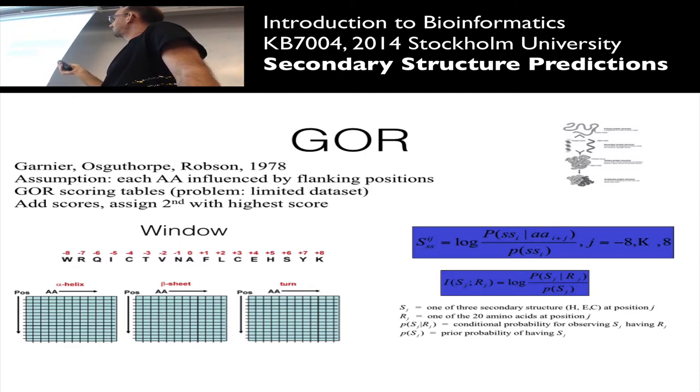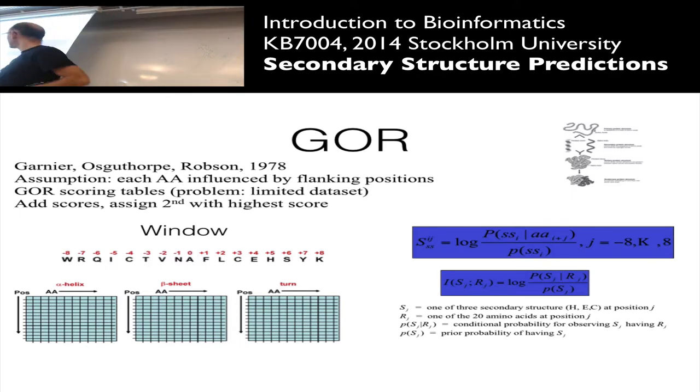So basically you assume that the amino acid influences the flanking positions. You have a probability of a secondary structure in position J, or take a log of it, given that amino acid A is found in position I plus J, with J going from minus 8 to plus 8, so in this case you have a window of 17. Then you sum all this up, divide by, and take it for all amino acid types. You do this for helix, sheet, and loops, so you have three different secondary structure classes.